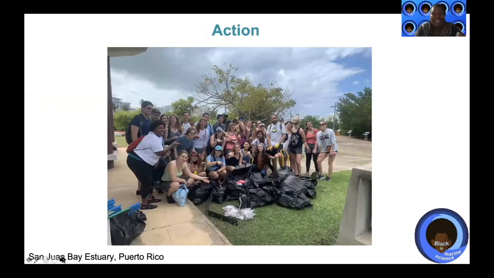And then take action. You can do something yourself. We hear all about beach cleanups, but what about estuary cleanups? I actually did one in San Juan, Puerto Rico at the San Juan Bay Estuary. And just for 1 hour during a conference, we collected all those bags of trash you see there. And every action counts.